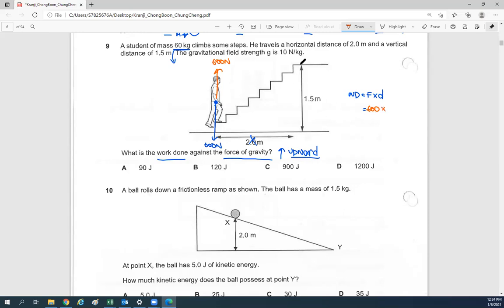And the distance he moves in total is 1.5 meters. All right, press your calculator. This should give you 900 joules. So the answer is C.